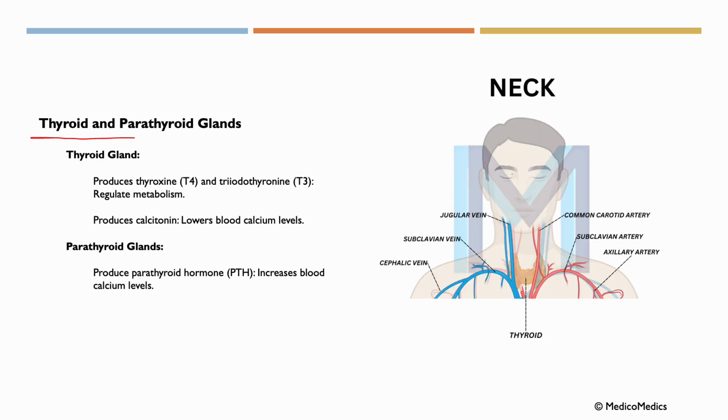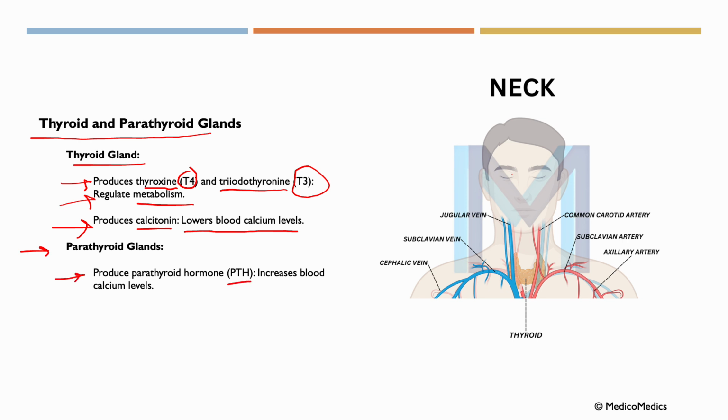Now let's continue to the thyroid and the parathyroid glands. So the thyroid gland produces thyroxine, also known as T4, and triiodothyronine, T3. These are mainly involved in regulating our metabolism. Furthermore, it is involved in the production of something called calcitonin, which is involved in lowering blood calcium levels. Contrary to that, we have the parathyroid glands. These produce parathyroid hormone, PTH, and these are involved in increasing blood calcium levels.